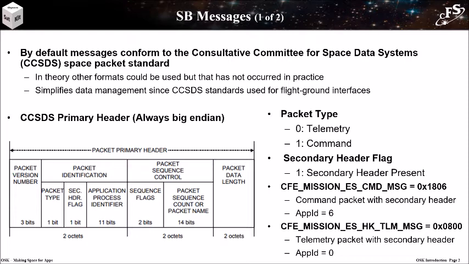The CFE's executive service command and housekeeping message IDs are shown as examples. Both packets have the secondary header flag set to 1, as indicated by the second digit being an 8, and the command packet has a packet type set to 1. The app IDs are simply numbers that have been assigned to executive services within OpenSat Kit.